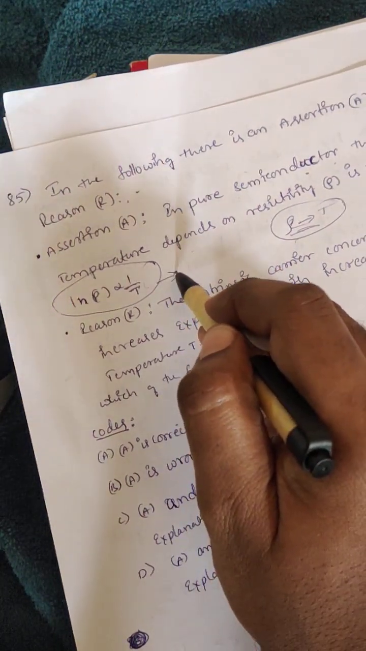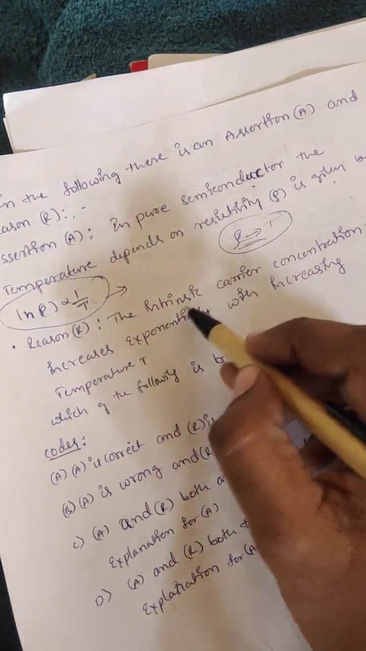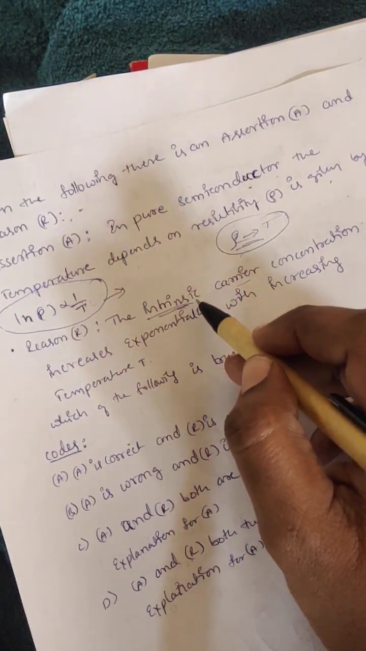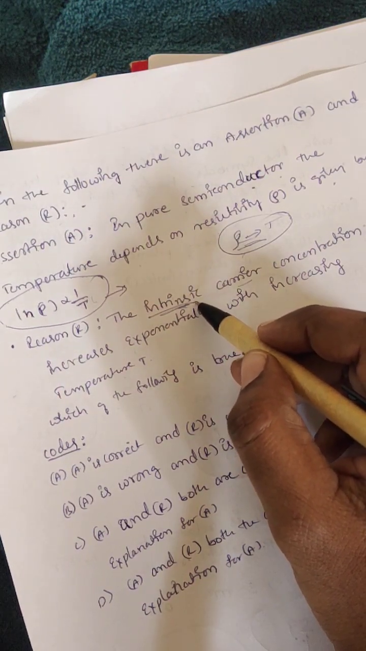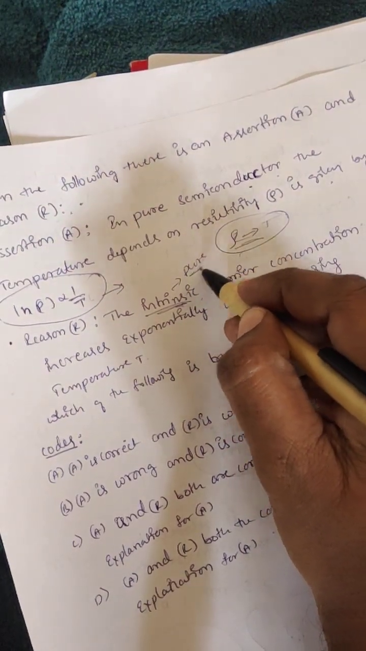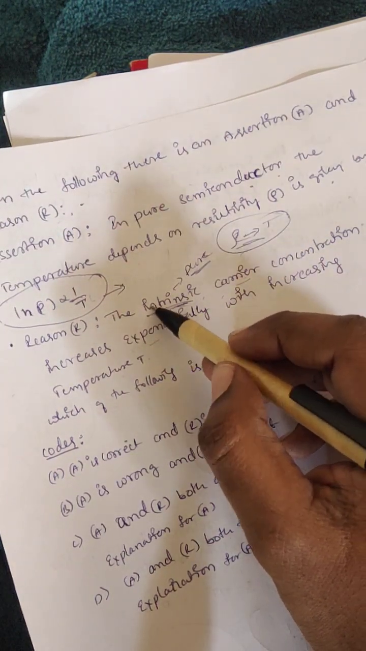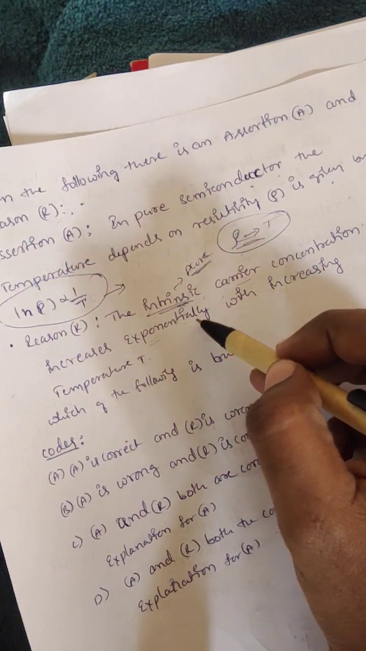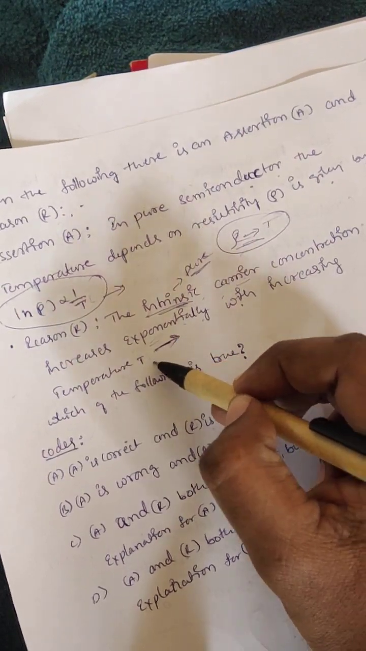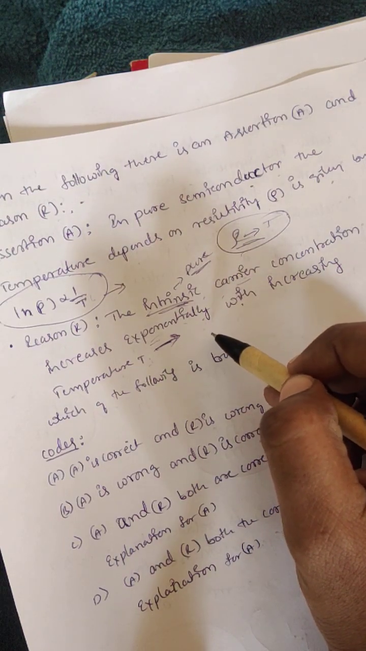Then they have given the reason about the intrinsic carrier. Intrinsic means a pure semiconductor; it is not doped with any other material. So the intrinsic carrier concentration increases exponentially with increasing temperature T. That means with increased temperature T, the intrinsic carrier concentration also increases exponentially.